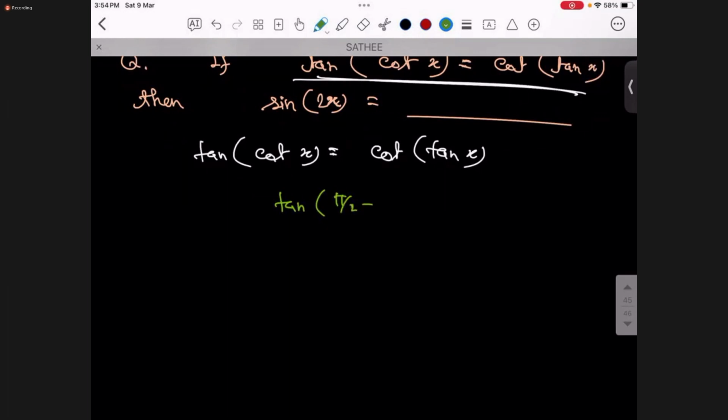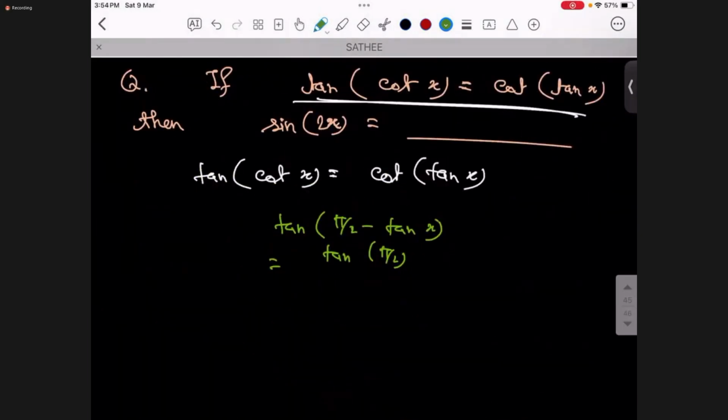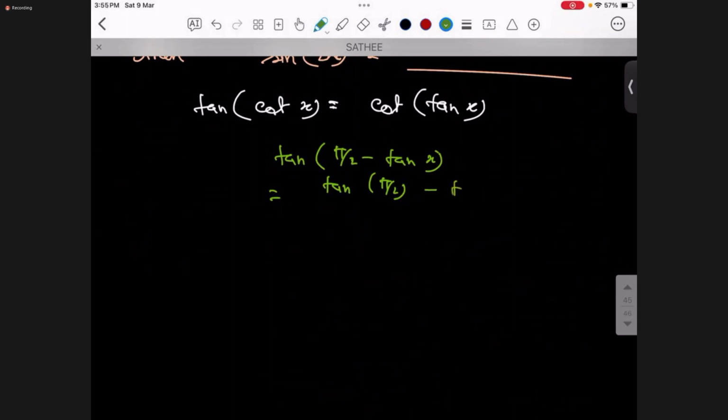Tan of pi by 2 minus tan x. What we will get from here? So let us do these things. Tan of pi by 2 minus tan x means tan pi by 2, okay, how can I do it? Okay, tan of pi by 2 minus tan of tan x. Okay, I'm doing something wrong maybe. Okay, yeah. And what will be the answer?